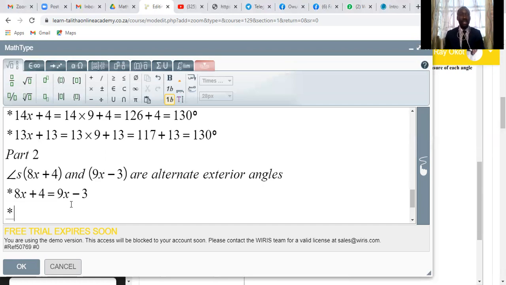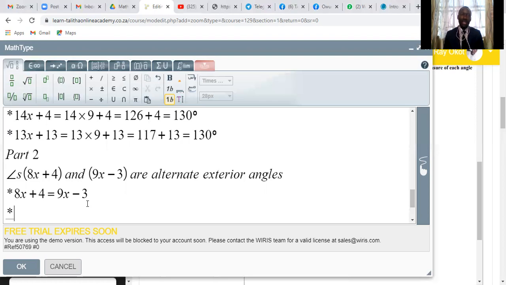Now, in this next step, finding the value of x will require sorting out or grouping, or what we call collecting like terms. Collecting like terms means the values or the quantities where there is x, for example, 8x and 9x, we put them together. Then these other ones without x attached to them, we also group them in their own ways. So what do we do then here?